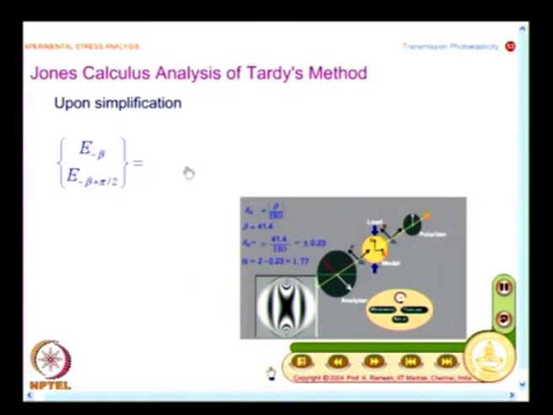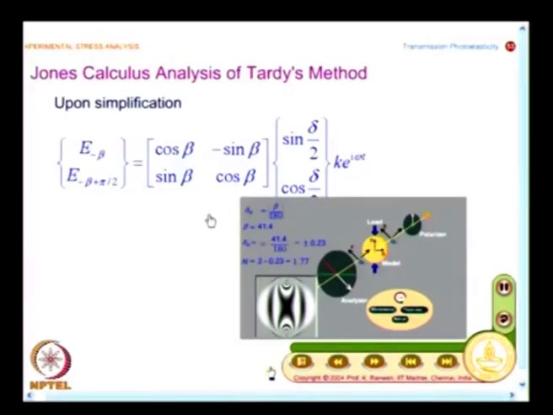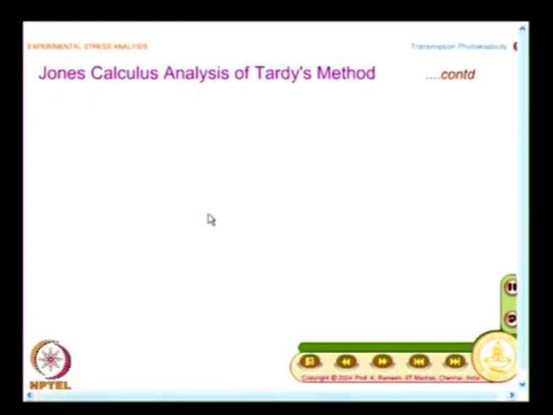And when I do the simplification, I get the final expression in this fashion. I have not multiplied this rotation matrix, the rest of the matrices reduced to sin delta by 2 and cos delta by 2 k e power i omega t. You can verify your calculation, and this is how you get the expression. Now, I am going to say that the horizontal component goes to 0, and finding out that is fairly simple. That you can work out, and when I do this, I have it like this.